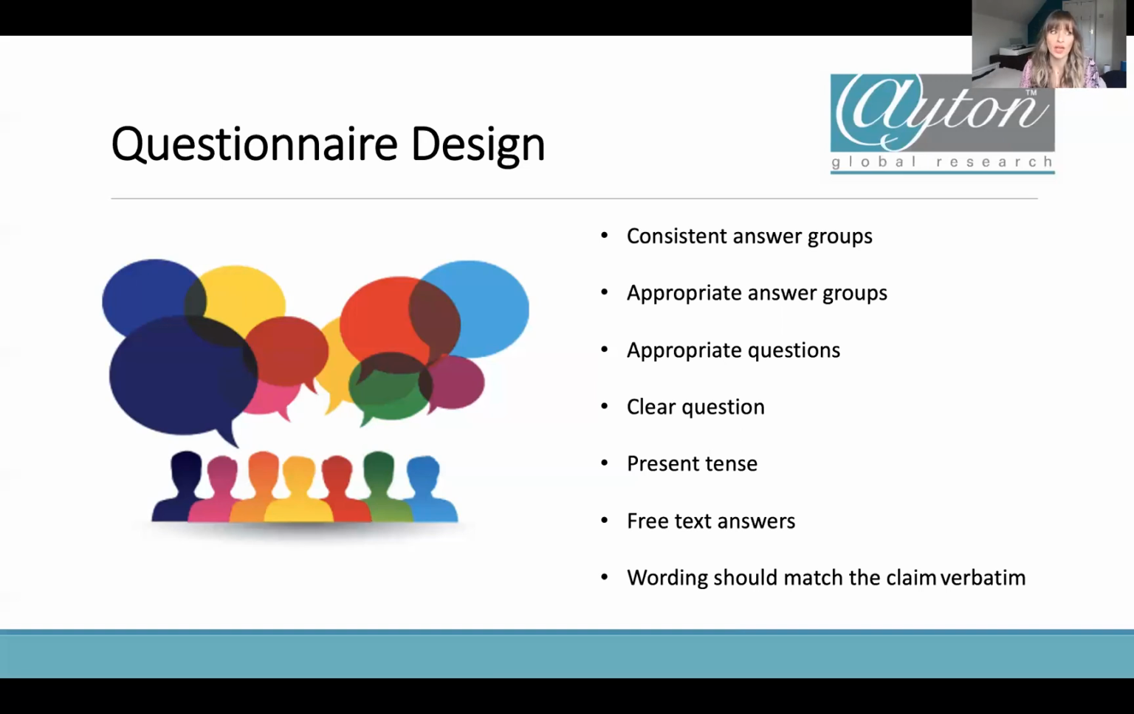You don't want to go, okay, we're going to start at 1 to 9, then switch it up to 1 to 5, everything like that. Not only does it make it confusing for your consumer, but it also makes it difficult to analyze the results, because if one claim had a 1 to 9 scale and 80% agreed with it, and another claim had a 1 to 5 scale and 60% agreed with it, you wouldn't be able to say, oh, maybe it's because the answer groups were changed. You want to make sure it's really clear it's because the claim was different.